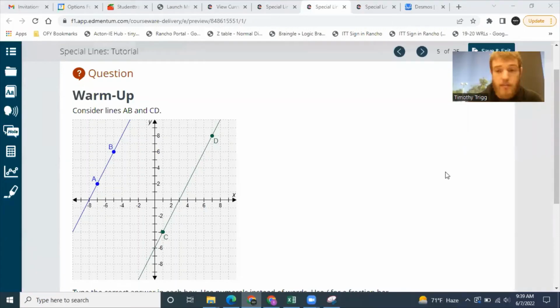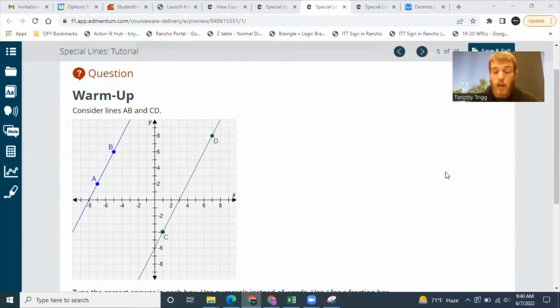Hello, math students. Today we're going to be going over a math lesson dealing with special lines. If you were able to do the other lessons up to this point about linear equations and how to write linear equations and how to transform them, then this lesson should be relatively easy. We're basically reviewing how to find the slope of a line, and how to write the equation of a line given a particular slope.